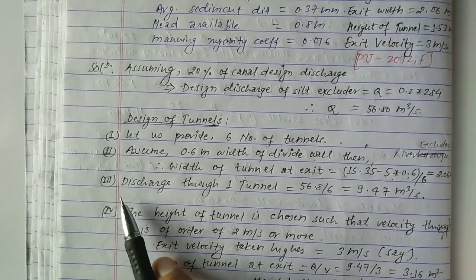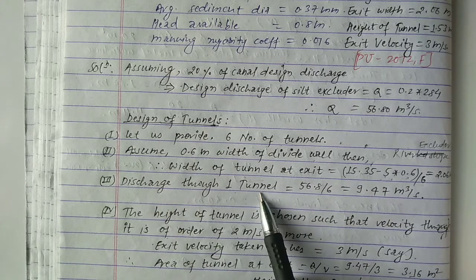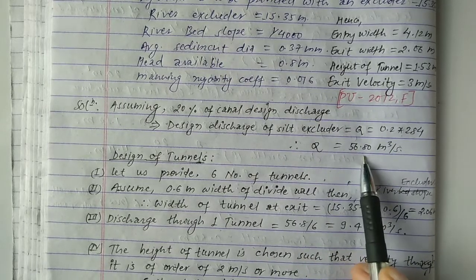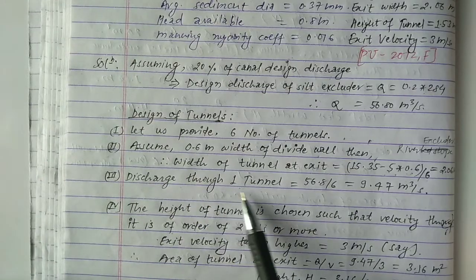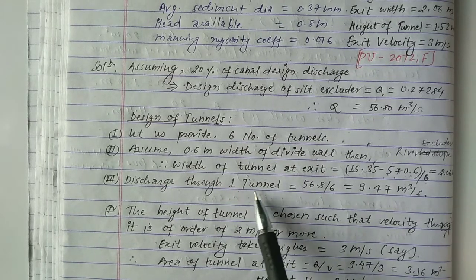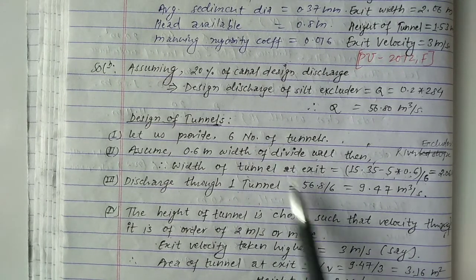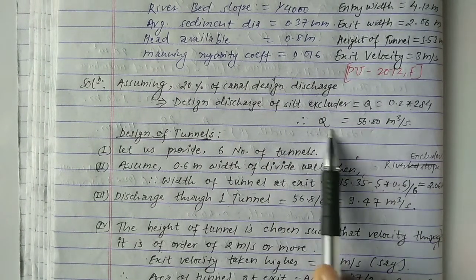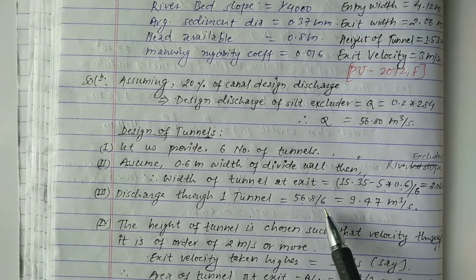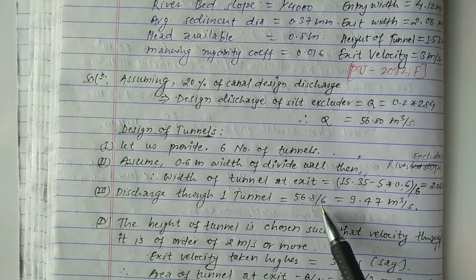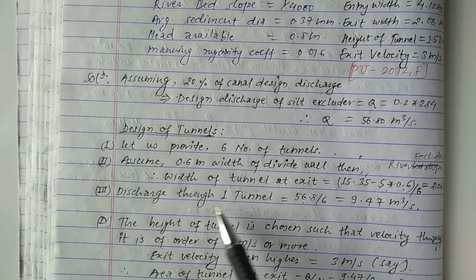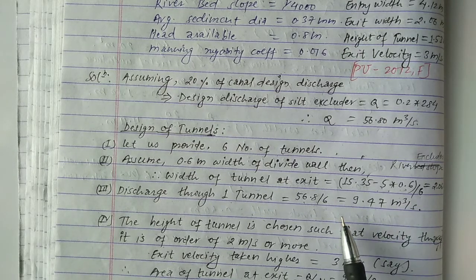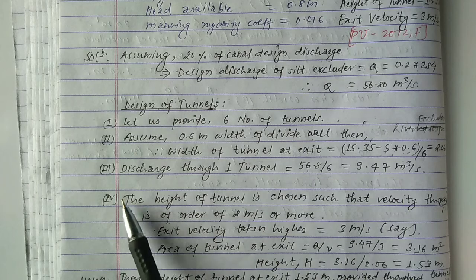Now in the third step we have to calculate the discharge through one tunnel. We have calculated the total discharge for the silt excluder as 56.80, and now we have to calculate the discharge for a single tunnel. For this we divide by the number of tunnels, that is 6. The total discharge is 56.8 and the total number of tunnels is 6, so the discharge for a single tunnel becomes 9.47 meter cube per second.